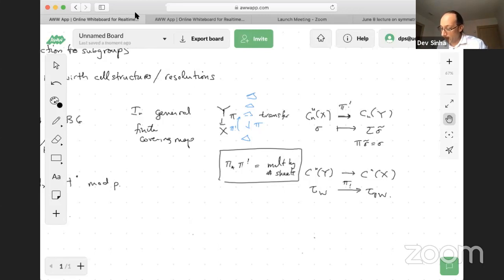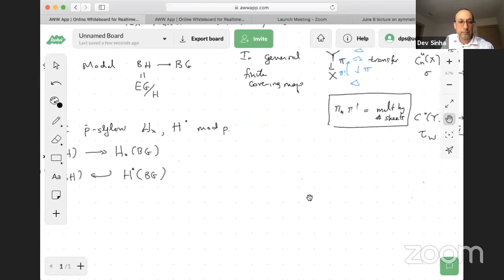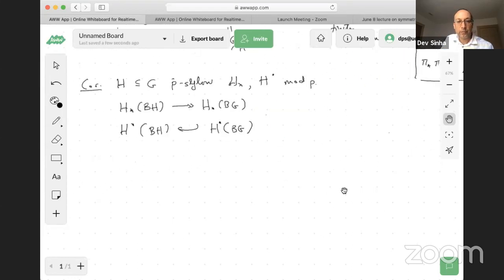And so what that will mean then is that the homology of BH is going to surject onto the homology of BG. Again, this is mod p coefficients. Or the cohomology of BH: we're going to get an injection from the cohomology of BG. So you can consider p-Sylows in general as a good way to get started on the cohomology of a group. Sorry, let me move around a little bit. There we go. There's the corollary.